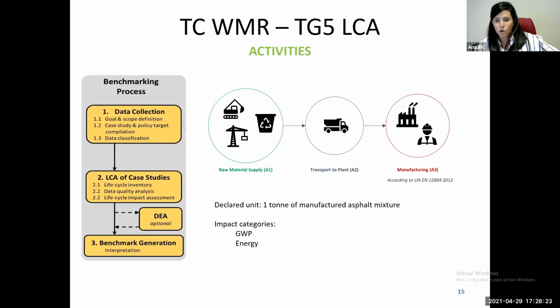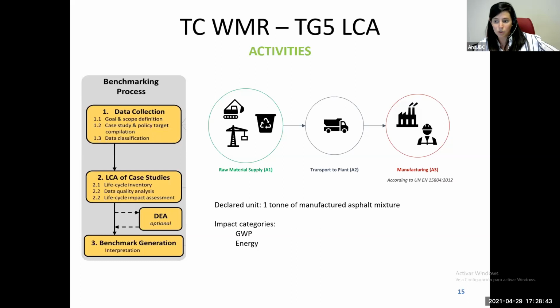So within our TG, when we work on step 1.1, we have now defined our goal and scope definition. This happened at the beginning of the TG, as one of the first steps. And as we were discussing with Laurent, we are focusing on asphalt mixtures.